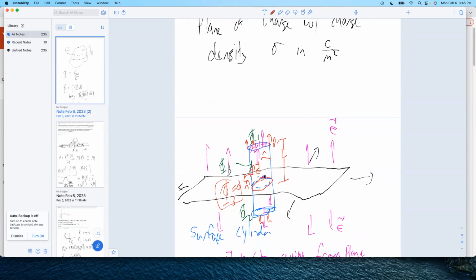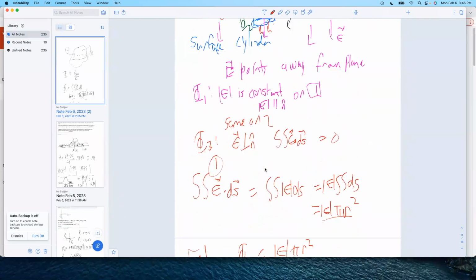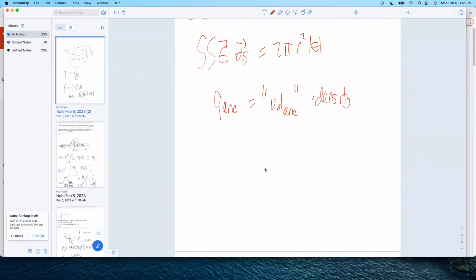My charge enclosed lives right here. That's all the charge that lives inside this blue cylinder. It's that disk, it's an area. So volume enclosed here in this case is just area enclosed times my density sigma. Well, that area is just going to be pi r squared.